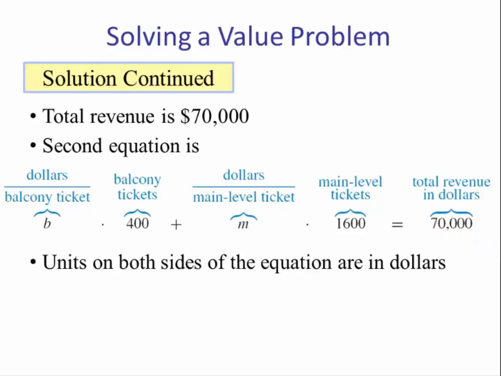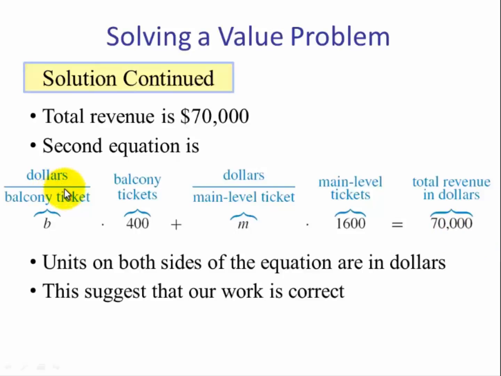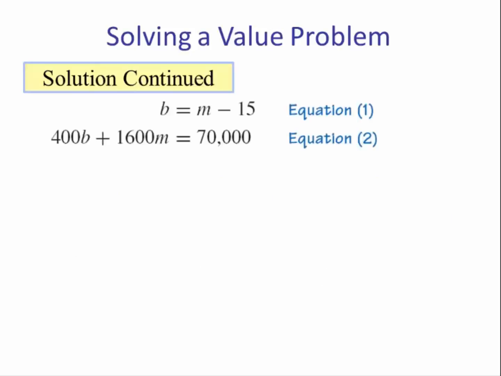The units on both sides of the equation are in dollars because we have dollars over balcony tickets times balcony tickets, which cancel. So we have dollars plus, same thing here, the main level tickets cancel out with main level tickets, and we have dollars, so dollars plus dollars equals the units here, which is dollars. So this suggests that our work is correct. So the system is B equals M minus 15. That's equation 1. And equation 2 is 400B plus 1,600M equals 70,000.